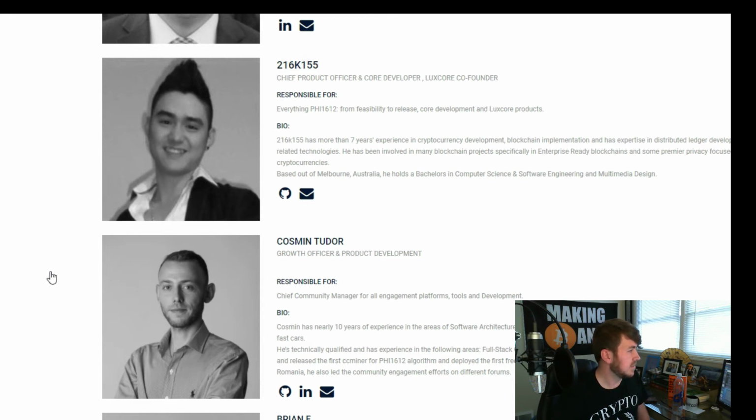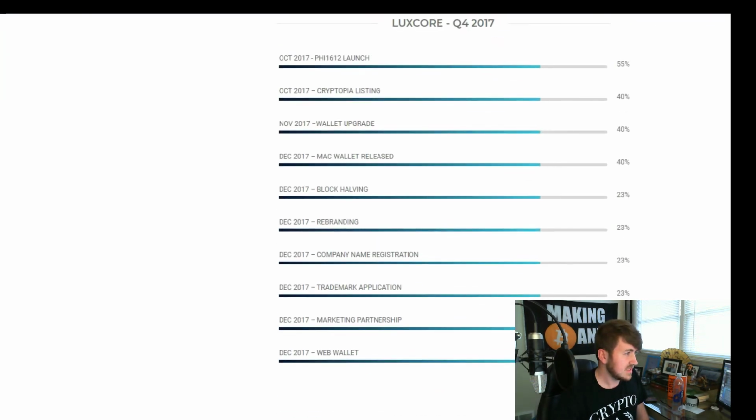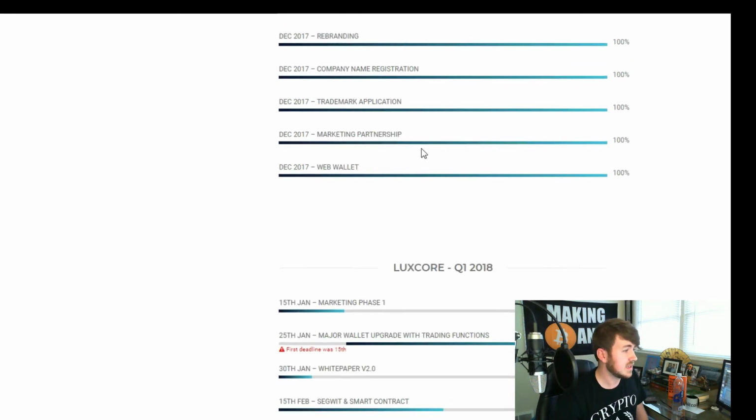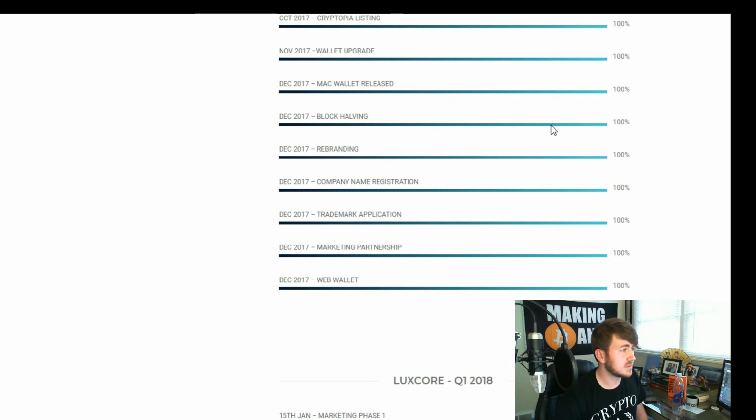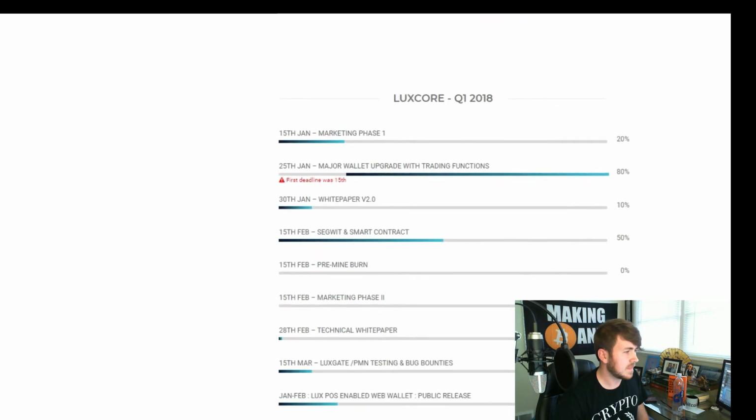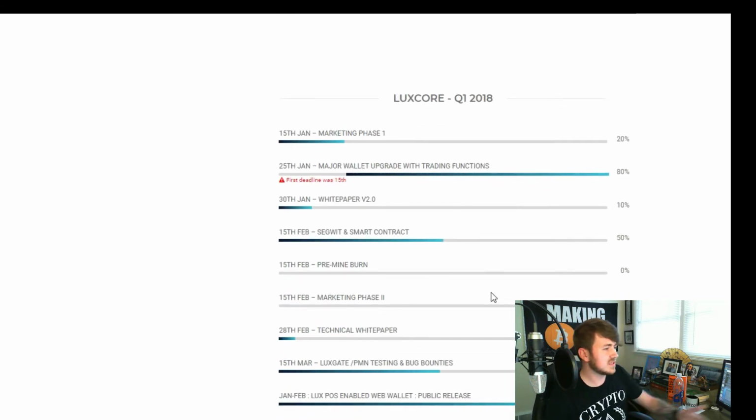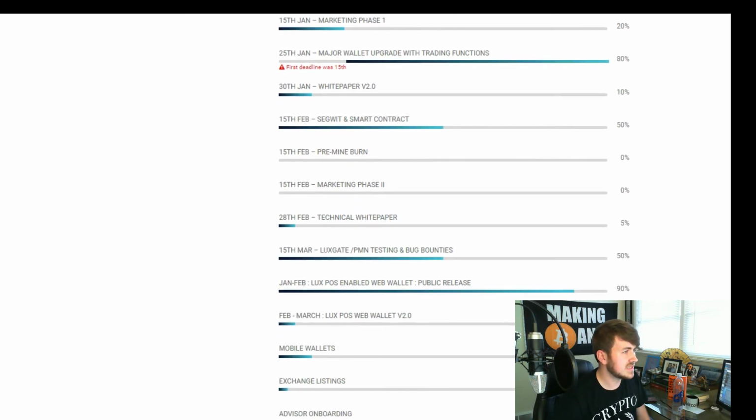Come on. Roadmap. We'll look at the roadmap. It seemed like they met all of their roadmap goals in Q4. That's awesome. Launch, Cryptopia listing, which was where they started. Wallet upgrade, Mac wallet release, block halving, rebranding, which they did. Company name registration, not sure about all that. Web wallet, okay. Oh, that's even cool. They even tell you if there's a delay or a deadline. First deadline was the 15th. Okay, cool. So they revised their Q1. They're actually making real-time revisions to their roadmap. That's cool, man. I like that.